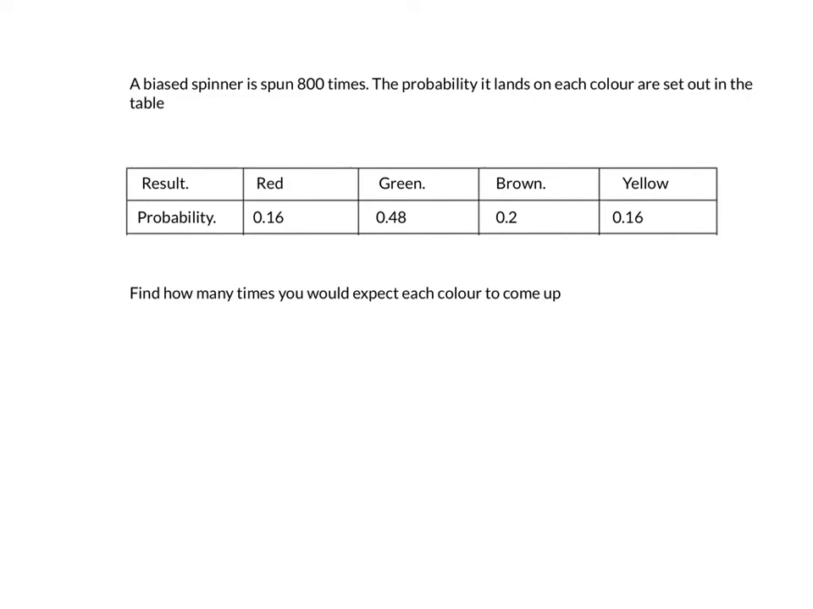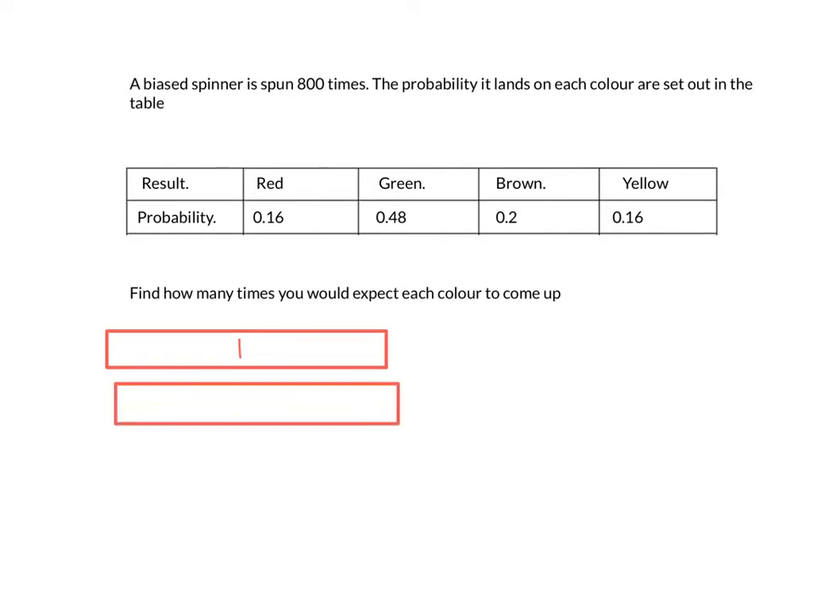A biased spinner is spun 800 times. The probability it lands on each colour is set out in a table. Find how many times you would expect each colour to come up. So, for the ones in the table, they're currently out of 1. So let's just make sure we note that down to start with.